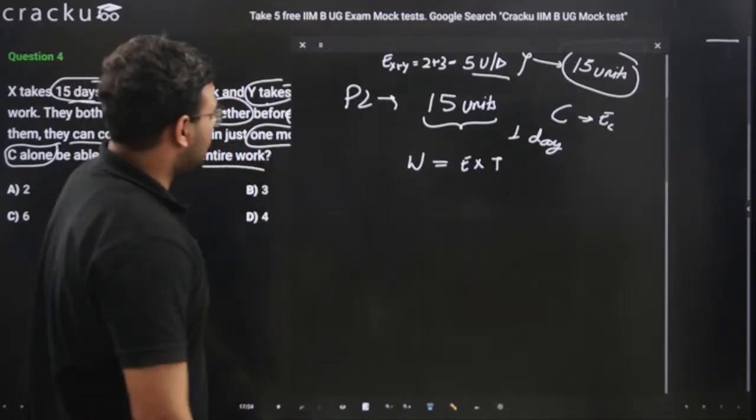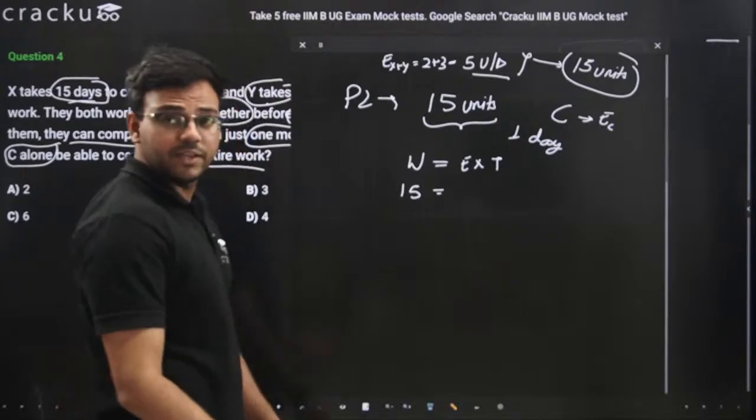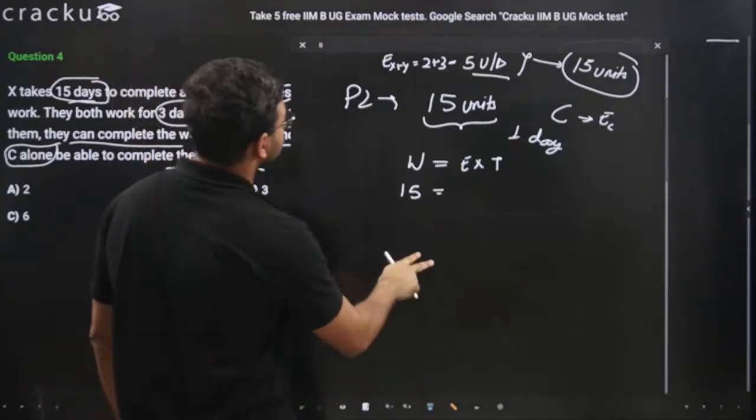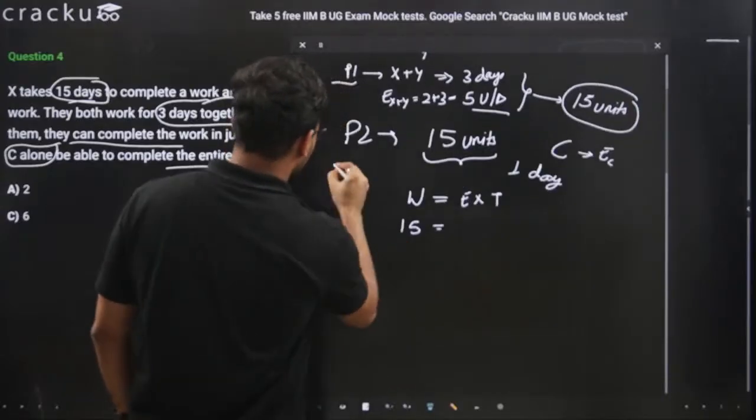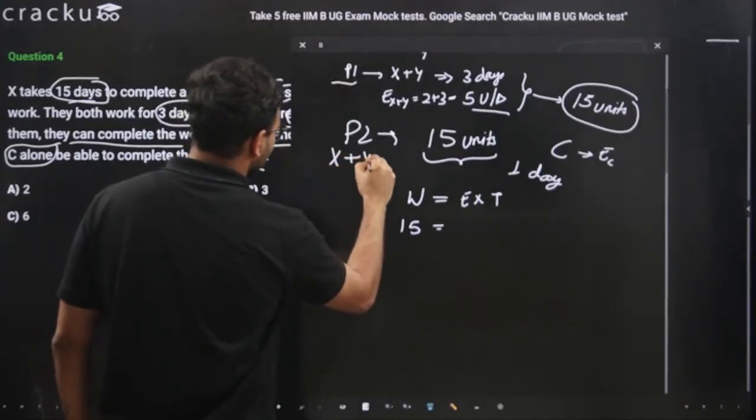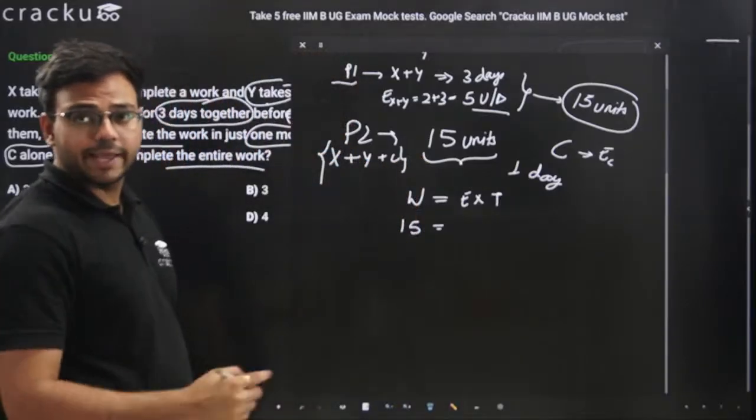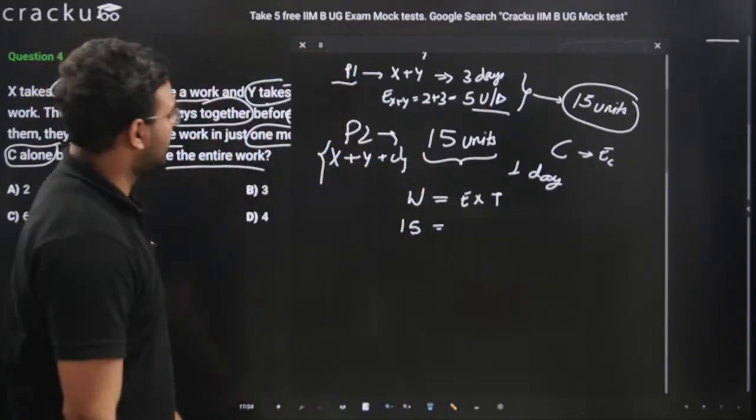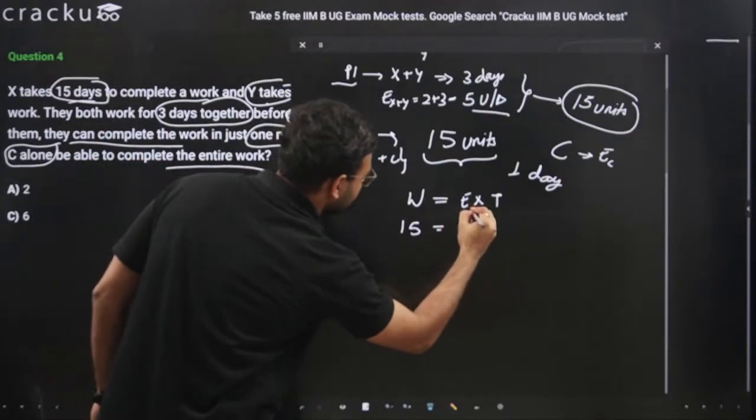Now, what is the work? The work we have to do is 15 units. And what is the efficiency? In phase 2, X, Y and C, all 3 of them are working together. So the combined efficiency will be E of X plus Y plus C.